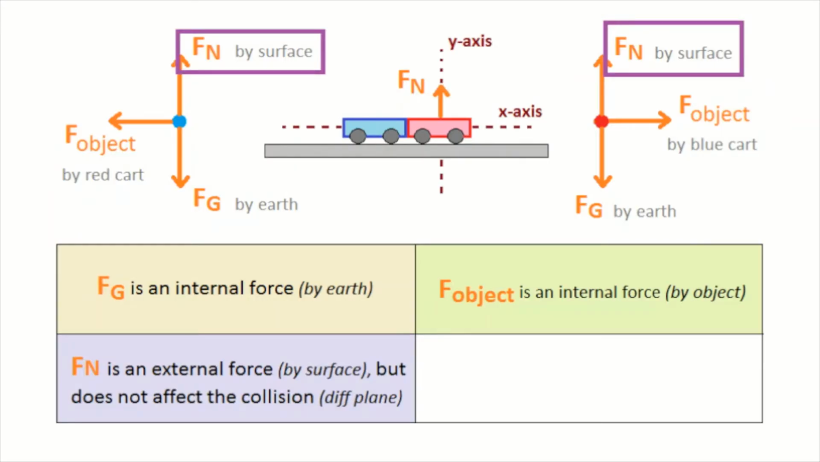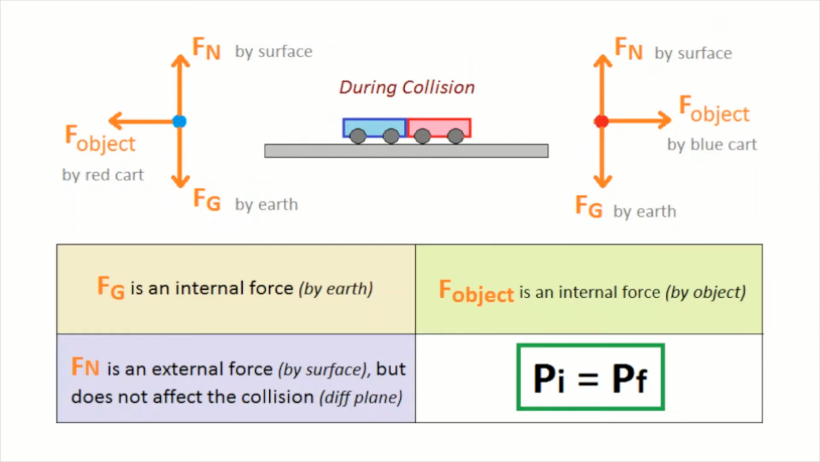Normal force is an external force because it's provided by the surface, but look at its direction. This collision occurs along the x-axis, whereas the normal force is directed vertically upward along the y-axis. Because of its direction, this force will not affect the collision, and it will not affect the total momentum of the system. From all of that, we have no external forces that affect our collision, so we would be able to use the law of conservation of momentum for this collision.